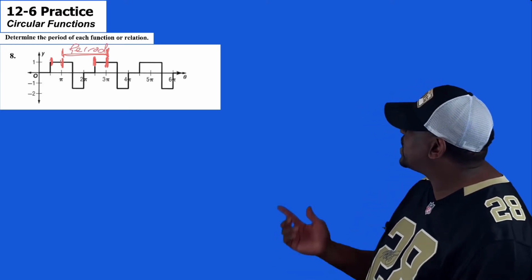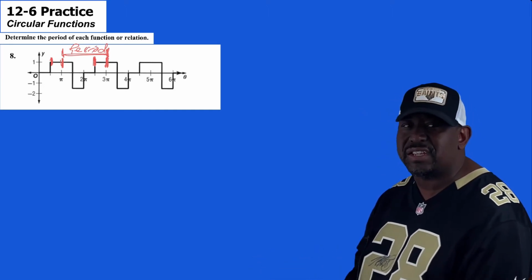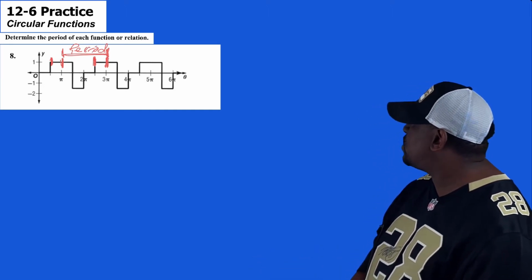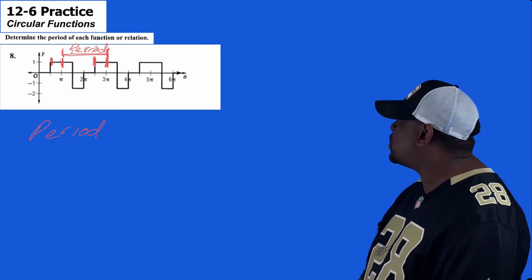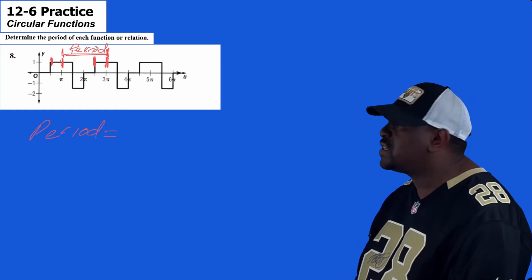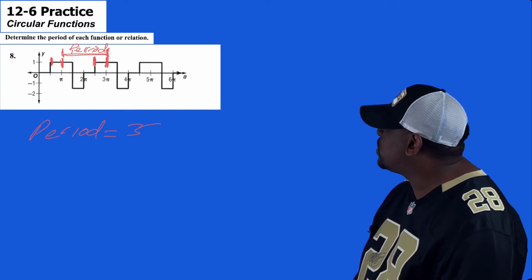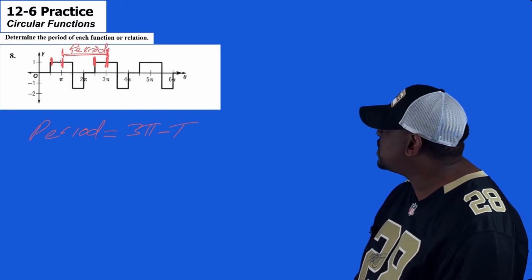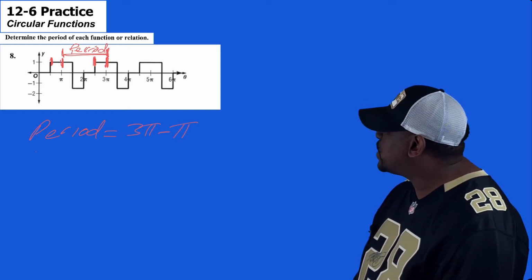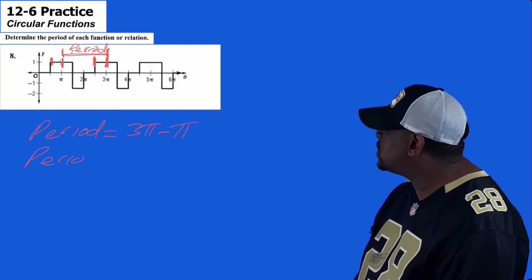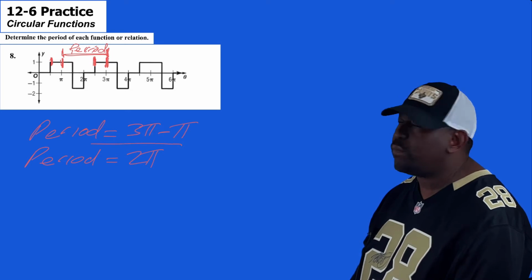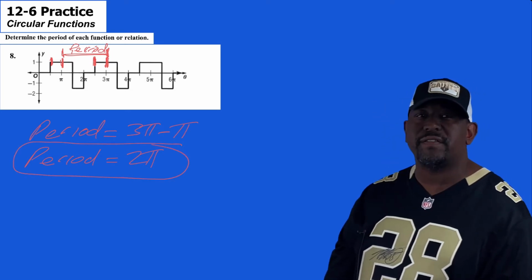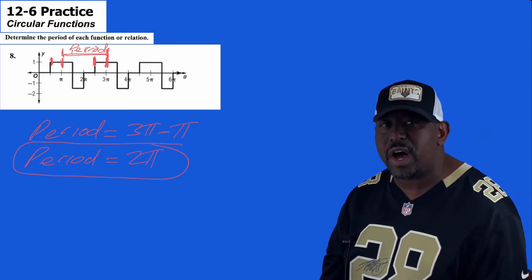And since it's already labeled on the graph, I changed it to make it easier to determine the difference. So the period in this problem, again, where the cycle repeats, will be 3 pi subtracted by pi. And so the period in this particular function is going to equal 2 pi. And so that's the problem that we have here. So the answer is 2 pi.